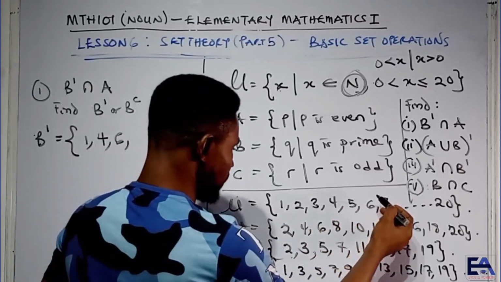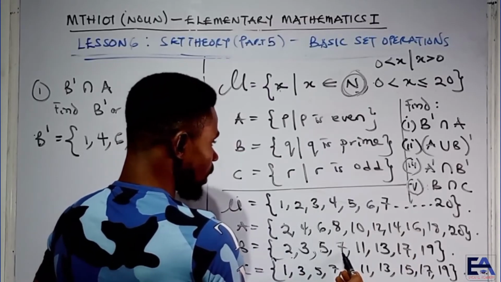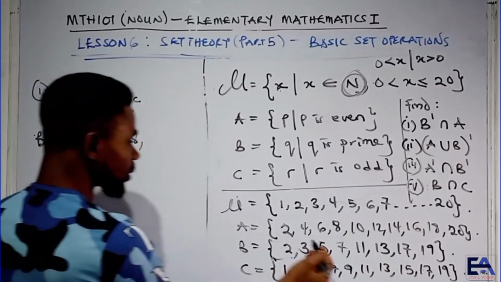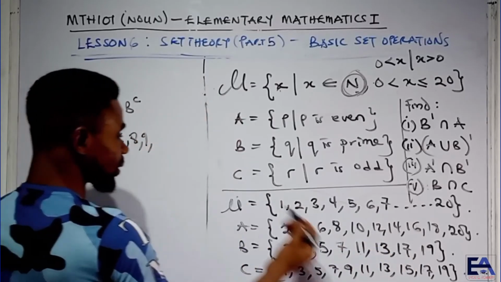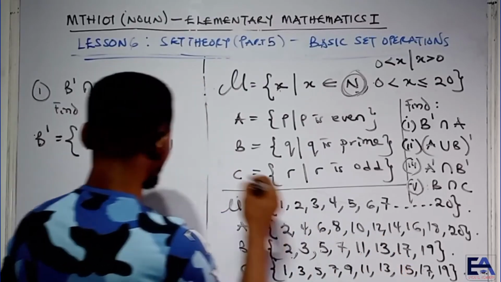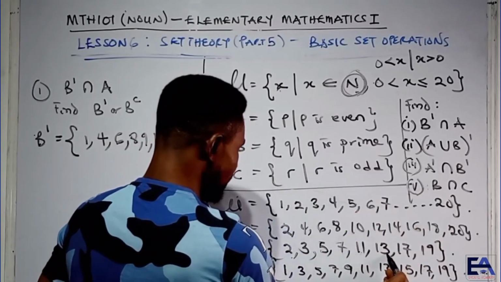The universal set contains 7, all right? So 7 is here in B. It contains 8, but 8 is not here. Then it contains 9, 9 is not here. It contains 10, 10 is not here. It contains 11, but 11 is here. It contains 12, 12 is not here. It contains 13, the universal set contains 13, 13 is here.